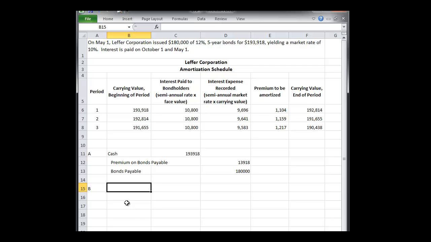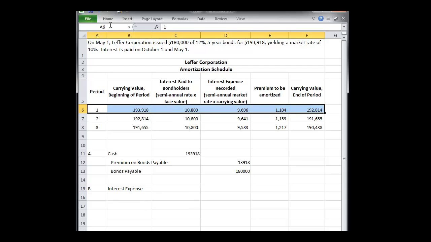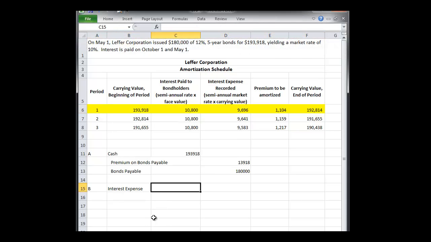Okay, so on October 1st we have interest expense. And how much is our interest expense? Well, this is the end of period 1. So I can get it straight from line 1 here in my amortization schedule. So I'm going to debit the interest expense I calculated of $9,696.